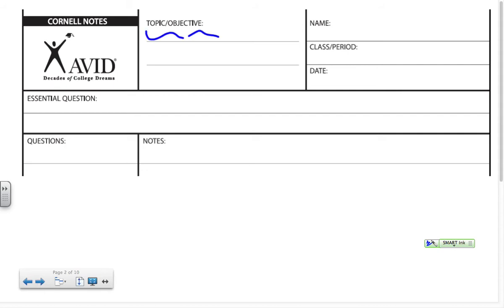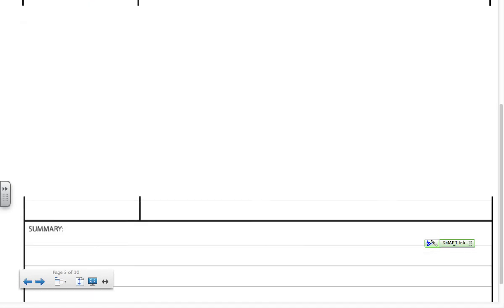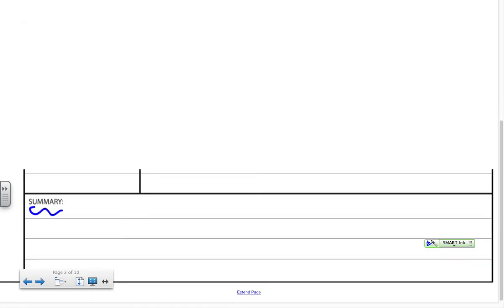So there's a topic or objective. There's a date. We're not going to worry about those two. You have the EQ or essential question. And then we divide our paper up into questions, notes, and at the very bottom of the page, you're going to see a summary section that looks like this. Once again, I'll go over that in more detail.